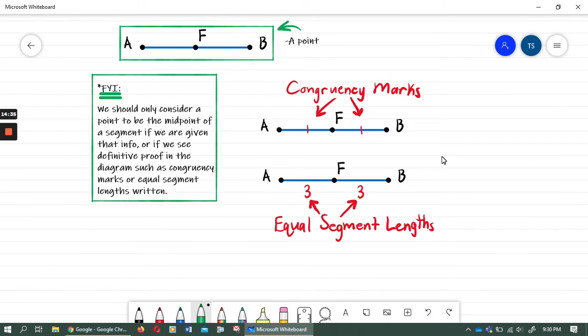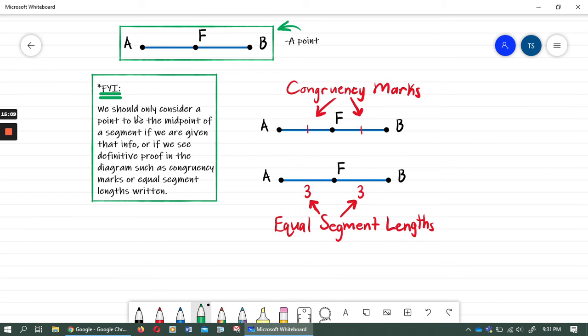Okay, folks, this is an FYI moment, very important for your information. Please do not assume just because it looks like a point is in the middle of a line segment, and it may look like that point is bisecting that line segment, splitting it into two congruent parts. Do not assume that, folks.